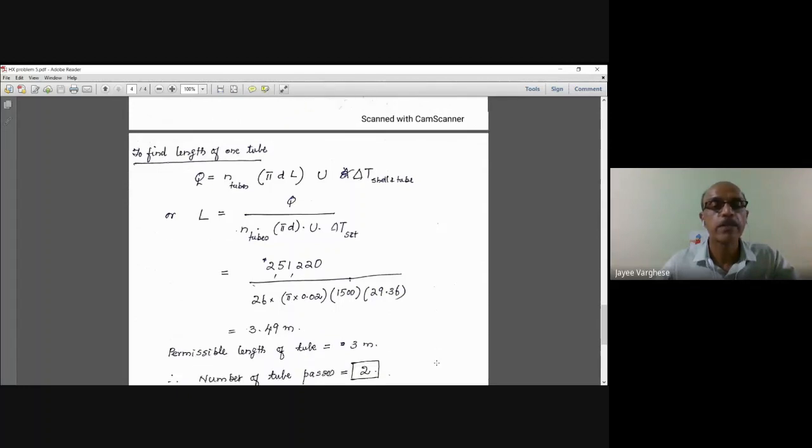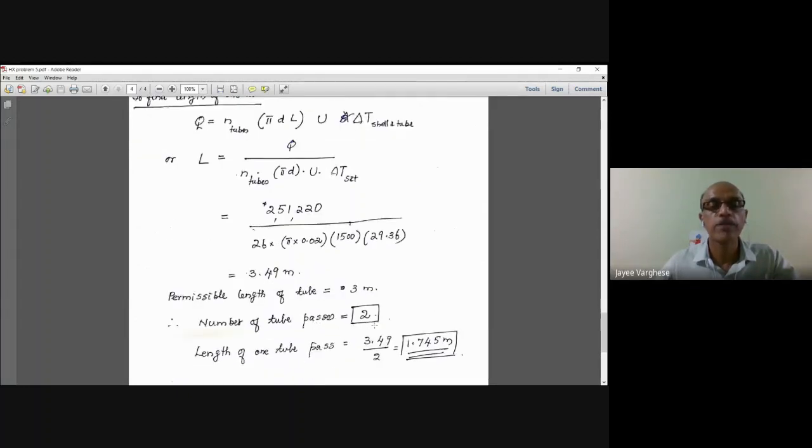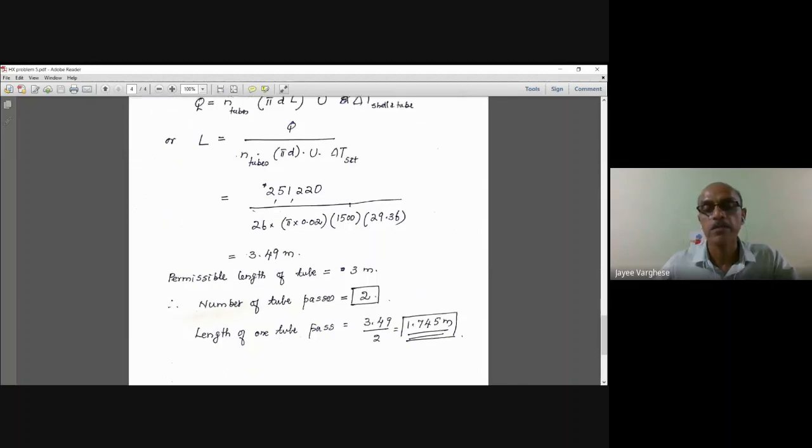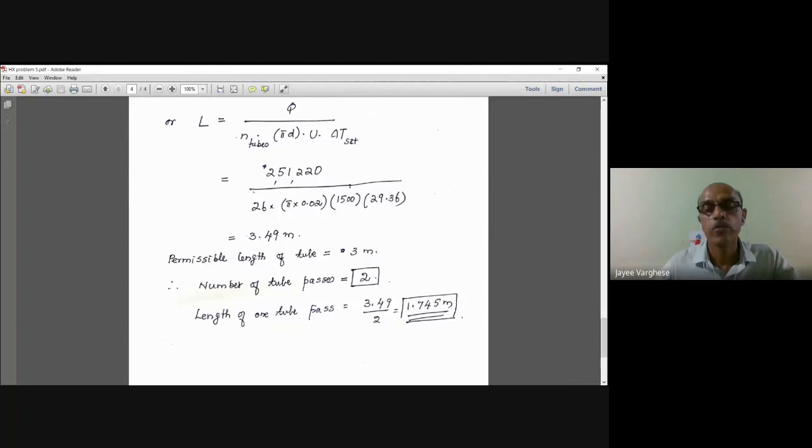Substituting the values, we will get the length of the tubes to be 3.49 meter. But the permissible length, the maximum length, is 3 meter. So we cannot have a tube length of 3.49 in a single pass. So what we do, we make this into 2 tube passes. If we make this into 2 tube passes, then the length of one tube pass is equal to total length of tube divided by number of passes. So 3.49 divided by 2 is equal to approximately 1.75 meter will be the length of one tube pass.